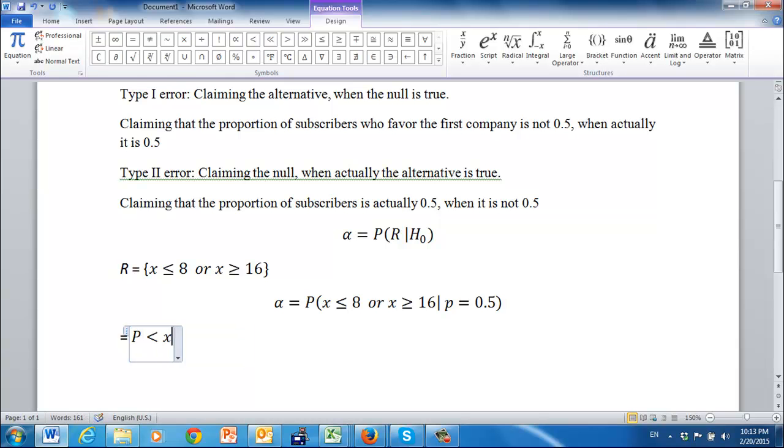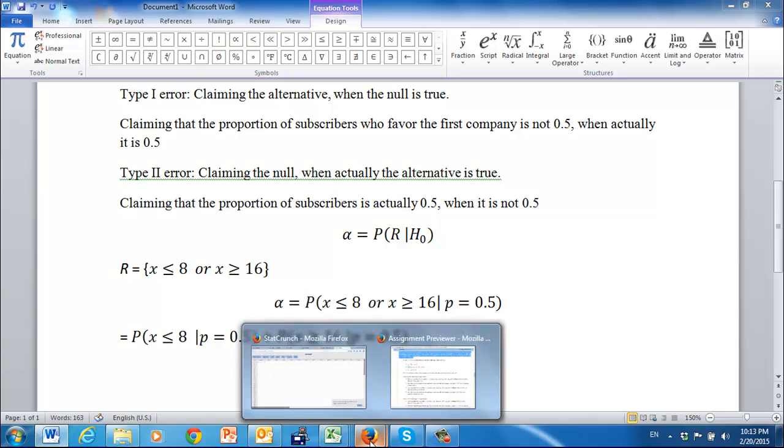And then you also have to find the probability that, given the proportion is 0.5, x is greater than or equal to 16. That proportion is also 0.5. And then you have to add them up. So here's what you can do to compute this probability.